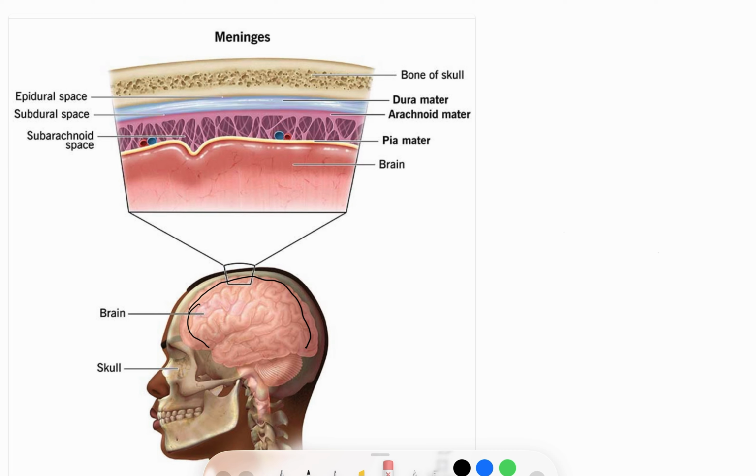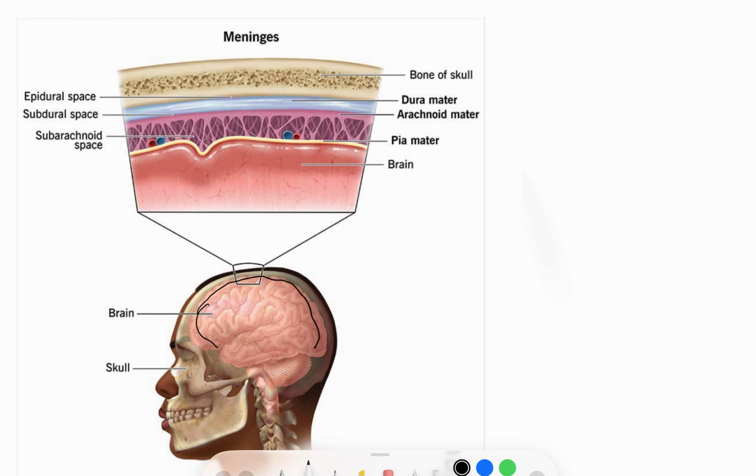Imagine that our brain is covered with a pad. Our brain is covered with a pad. So the pad is pia matter, arachnoid matter, and a dura matter. These are the coverings of the brain. So the first one, which is actually very close to our brain, is the pia matter. Then comes the arachnoid matter, and then comes the dura matter. So remember that our brain is covered with a pad. So here is the pia matter, arachnoid matter, and dura matter.